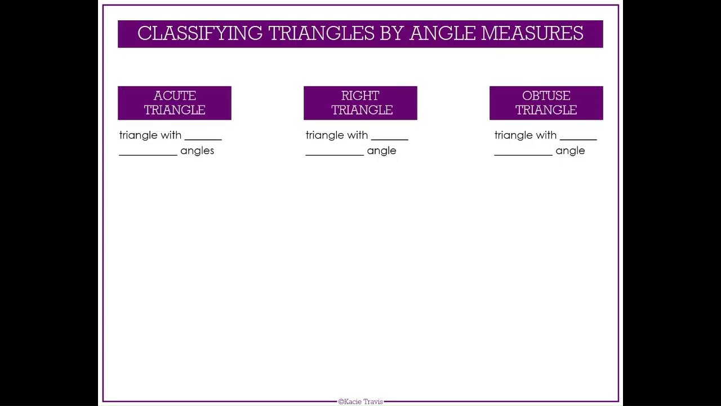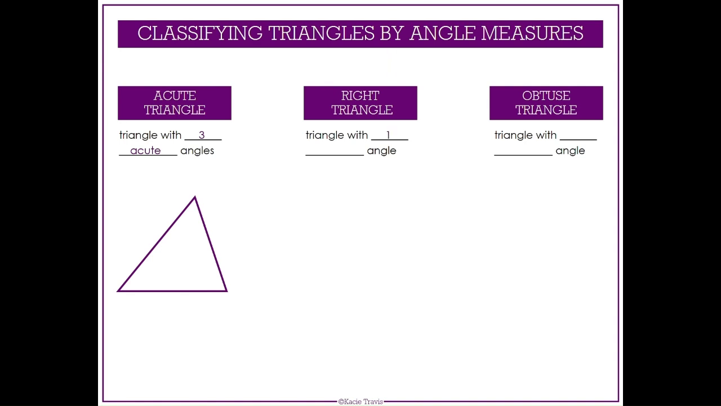Alright, first, classifying triangles by their angle measures. We got acute angles, right angles, and obtuse. They could be in there, so let's go through and get into those criteria. First, with acute triangles, those are triangles with three acute angles. So all three of the angles inside of this triangle are less than 90, but larger than 0.